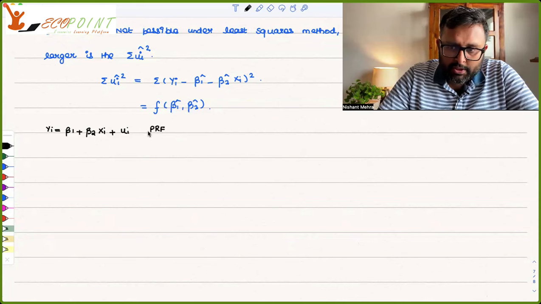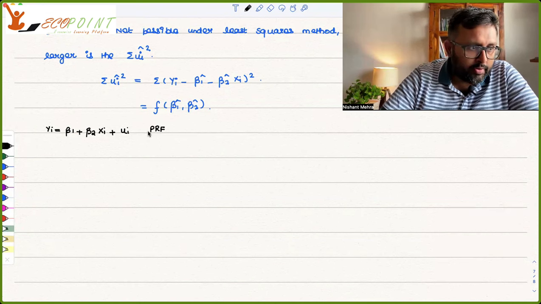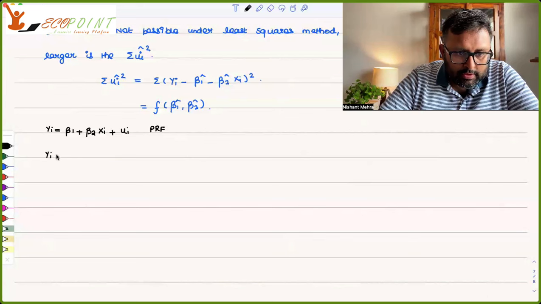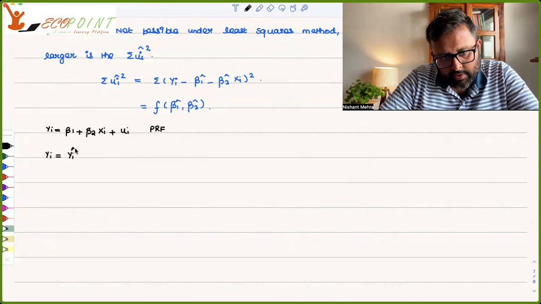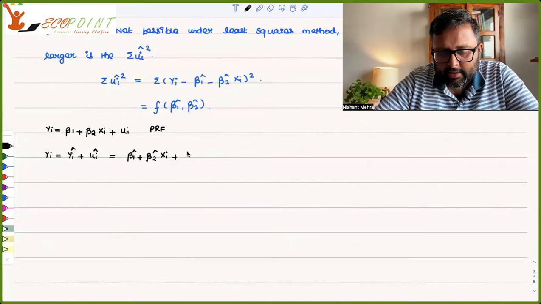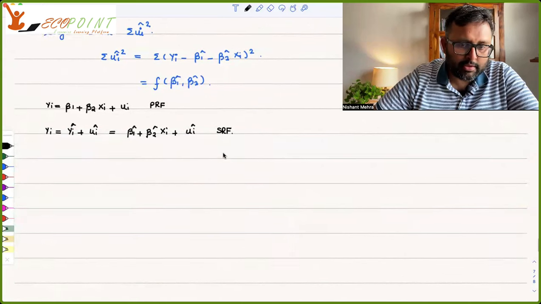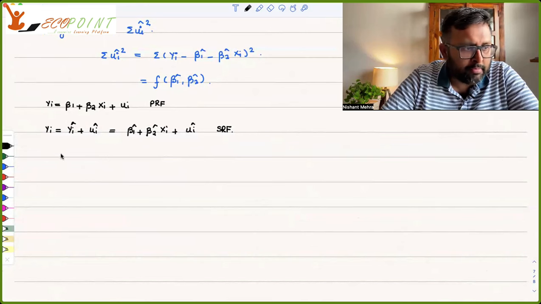But we are not given the population data completely. We are never given that. So we have to rely on the sample, right? So the sample is yi hat plus ui hat. What is yi hat? Beta 1 hat plus beta 2 hat xi, and ui hat is the estimate for ui. This is the sample regression function. If you have not seen the earlier video, please have a look at that so that you understand this better.